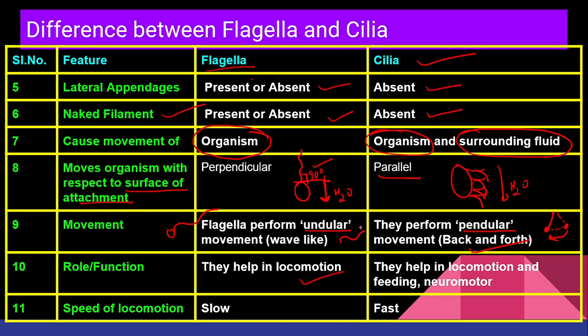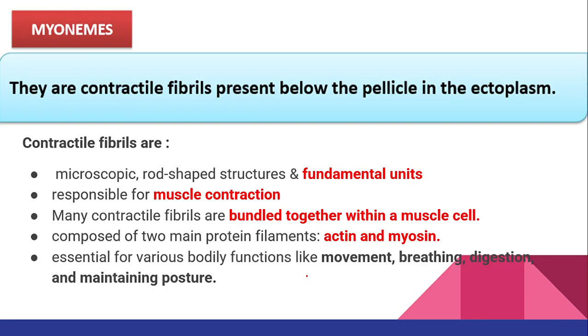Now what is the function of flagella? It helps in the locomotion. What is the function of cilia? It helps in the locomotion, food collection or feeding, or it is going to help in the sensory function, that is your neuromotor function. Now speed of locomotion, flagella is going to show slow locomotion, while cilia is going to show fast locomotion. So when there will be the beating in the cilia, cilia is going to beat much faster as compared to the flagella, right?